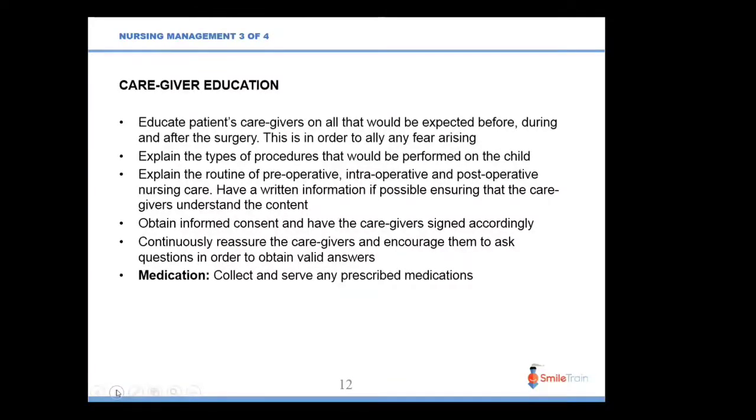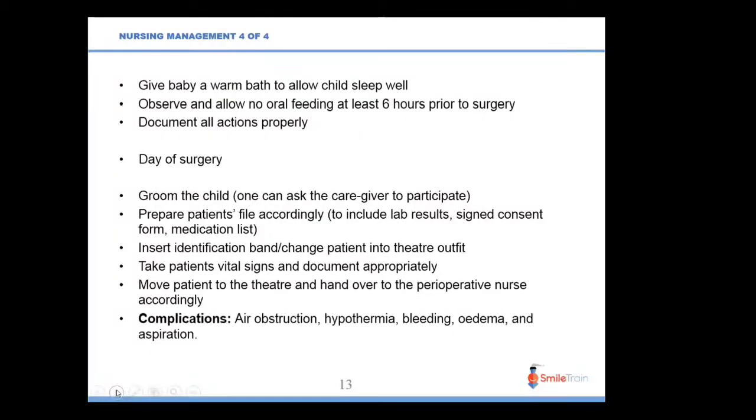If there is pre-operative medications written, you serve. But if there's no, you don't. Some can be written for you to take it to the theater. You go along when the patient baby is taken to the theater. At that day of admission or a night before surgery, you make sure that this baby will have a warm bath so that baby can sleep well. So there are other things you do.